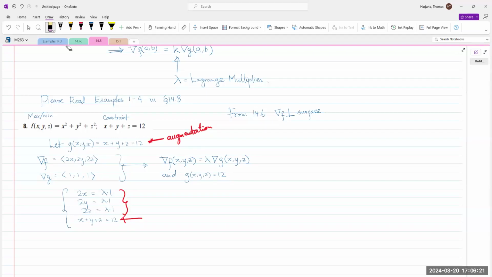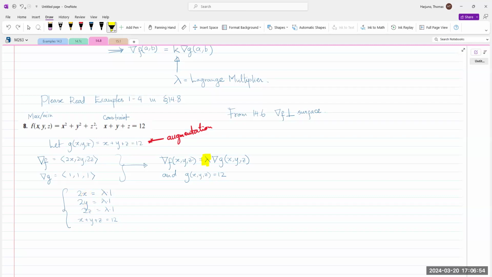You will see that we basically have four variables because we introduce a new variable in the three equations. You have x and y and z, that's the three variables, but then we have lambda. Now we have four variables, right? So to solve a system of equations with four variables, you need four equations.